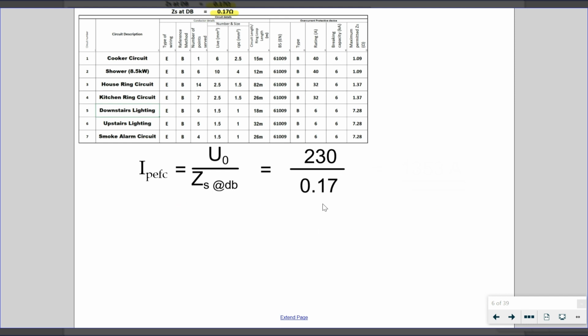So we take 230 volts and divide it by 0.17 ohms. And that gives us a prospective earth fault current of 1.35 kiloamps. Okay, so 1.35 kiloamperes.